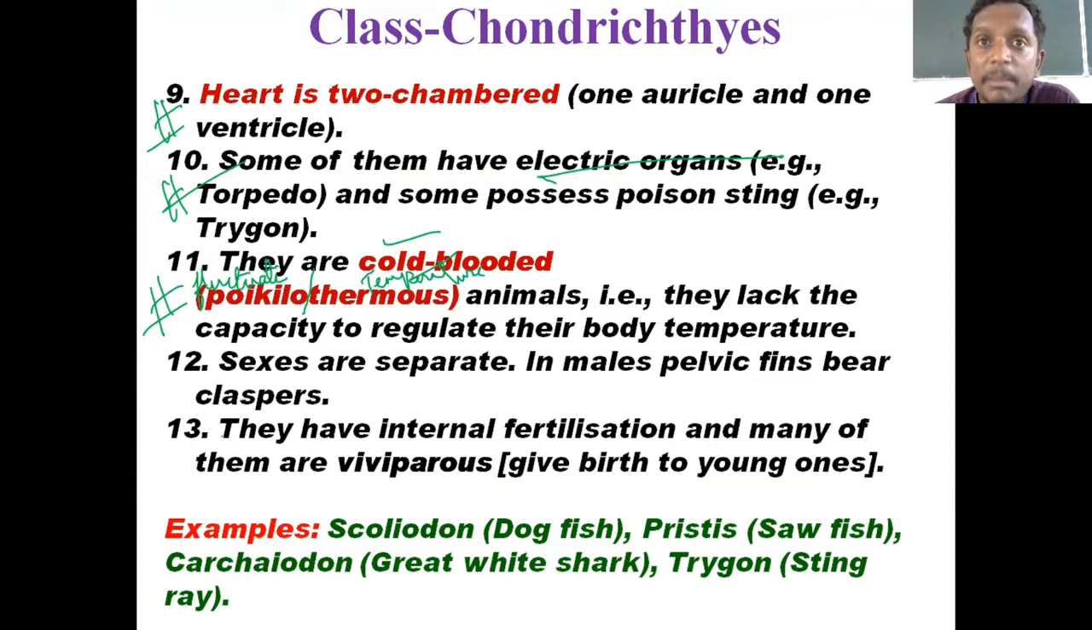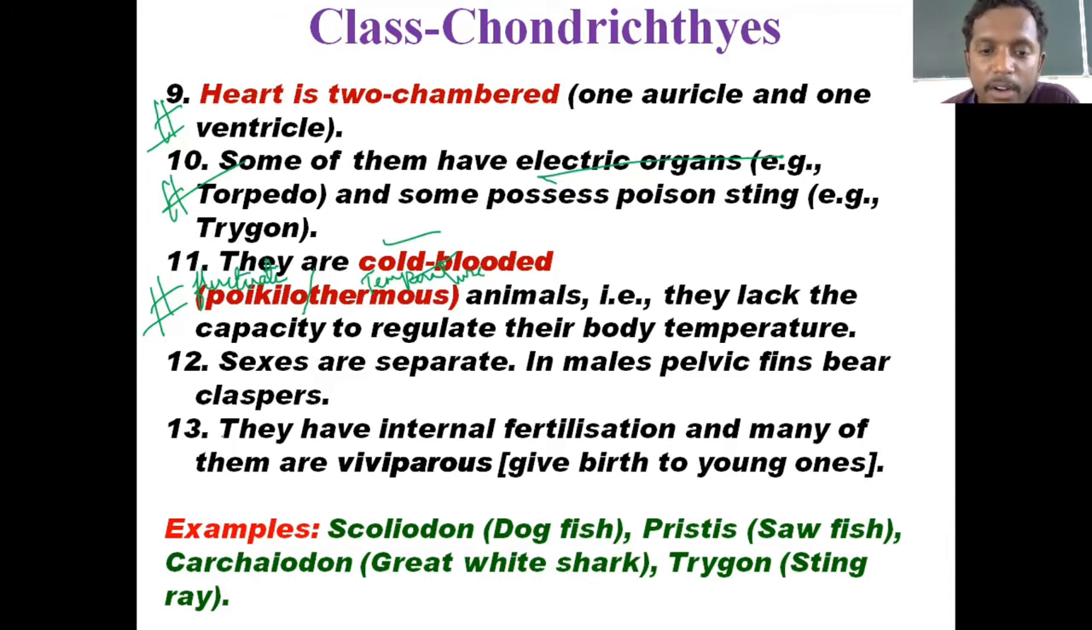That means they mate with the help of claspers, and finally the sperms will be deposited into the female reproductive organ. Fertilization takes place inside the female reproductive tract, and they do not lay eggs. They give birth to the young ones. That is the important point in case of Chondrichthyes. Small fishes will be given birth. So they are called viviparous because they give birth to young ones.